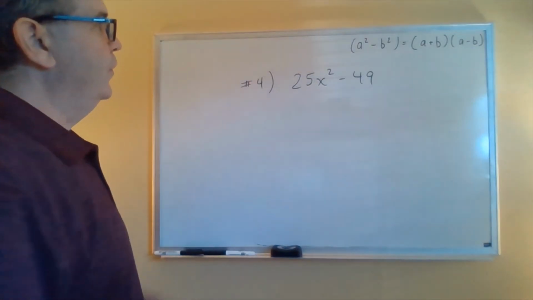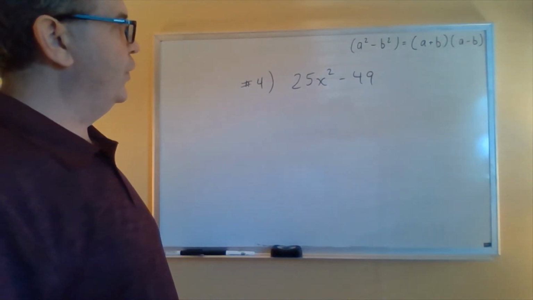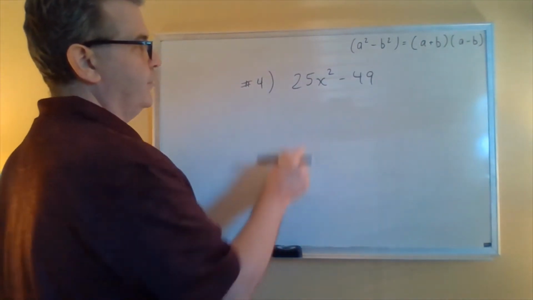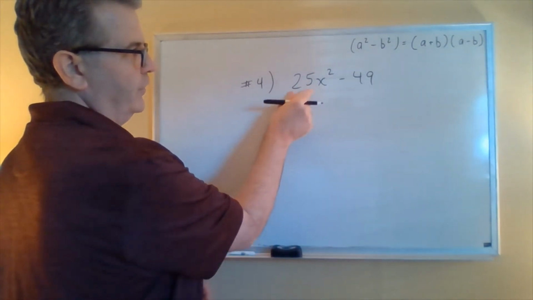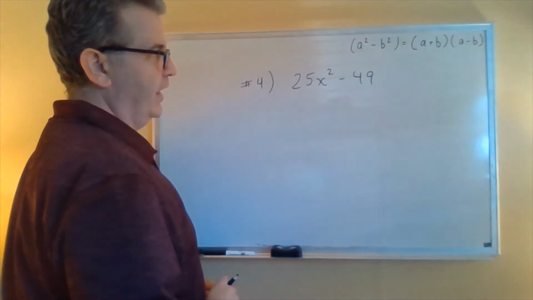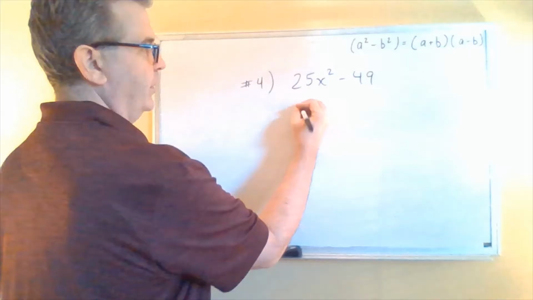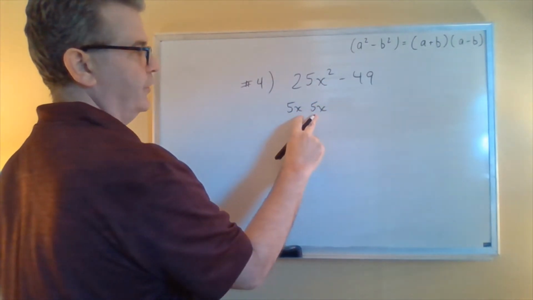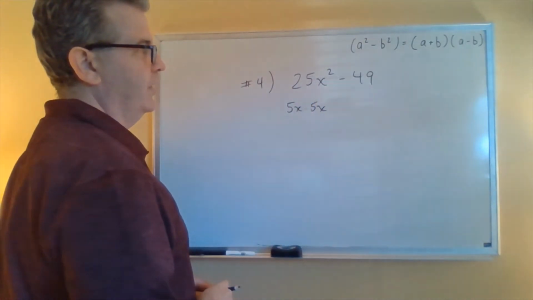Okay, here's number 4, 25x squared minus 49. So again, in our first term, do we have a perfect square? Yes, we do. Look at each part individually. The number first, 25, that's 5 times 5. X squared is x times x. So we do have a perfect square there, and it is 5x times 5x. Multiplying those two together does give us 25x squared.